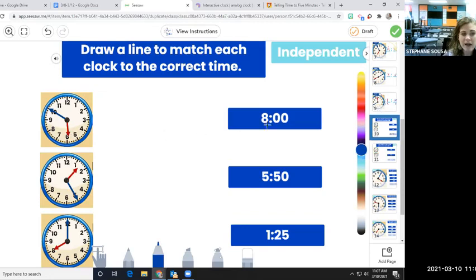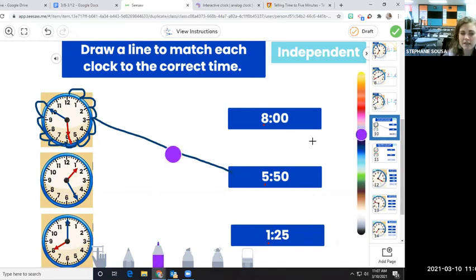I can see that my hour hand is between the 5 and the 6. It hasn't touched that 6 yet, so it is still 5. I only have 1 hour that's a 5. Look, it's right here. But let's check the minutes. 5, 10, 15, 20, 25, 30, 35, 40, 45, 50. Boom.